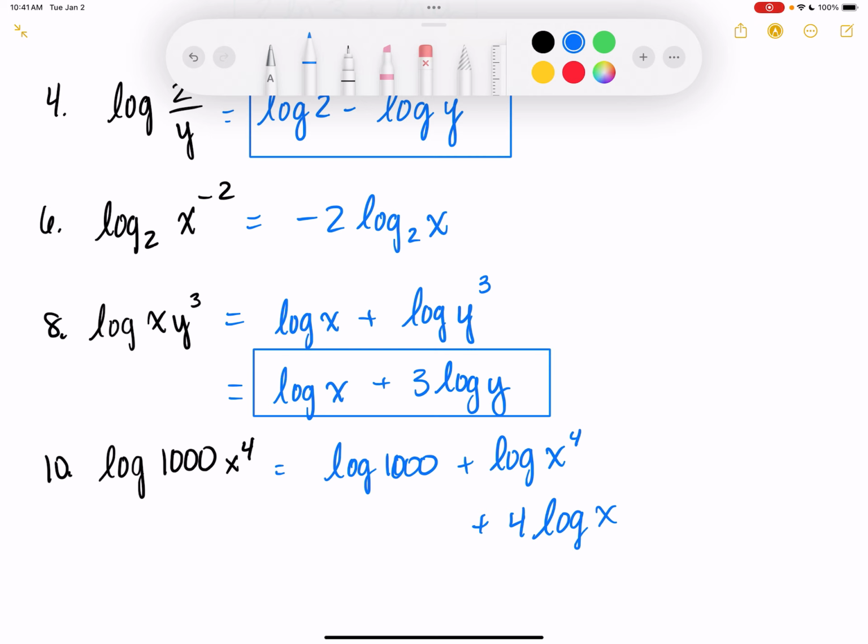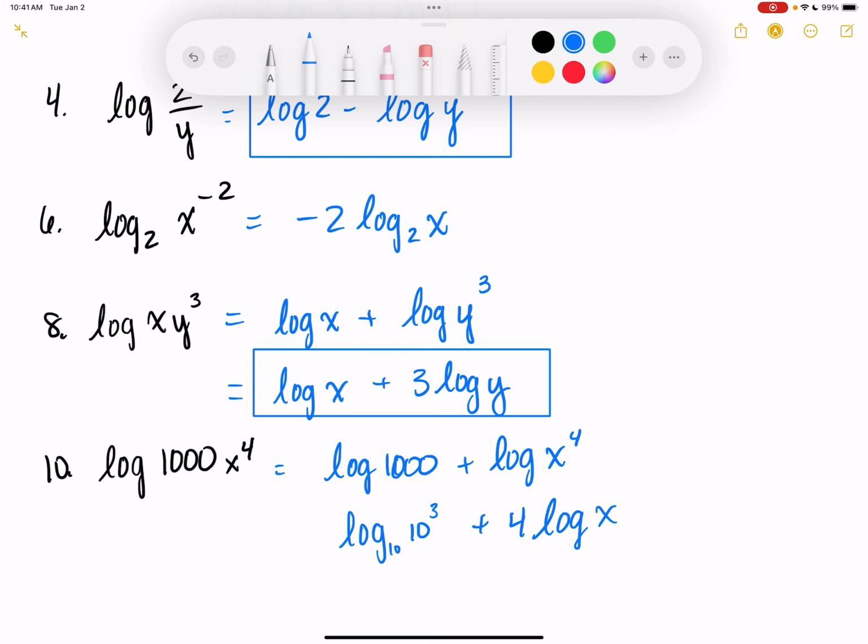Base what? 10. Base 10. Okay, so I know that that's really log base 10 of 1,000. I know that 1,000 can be rewritten how? 10 cubed. So I could rewrite this as log base 10 of 10 cubed. Now, obviously, normally we don't write the base 10 when it's a base 10, but I'm doing this so you see it. Now, thinking all the way back to before Christmas, I know, so long ago.